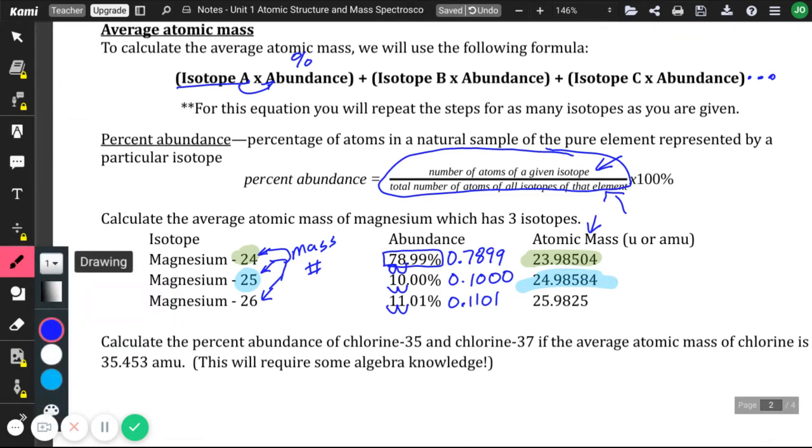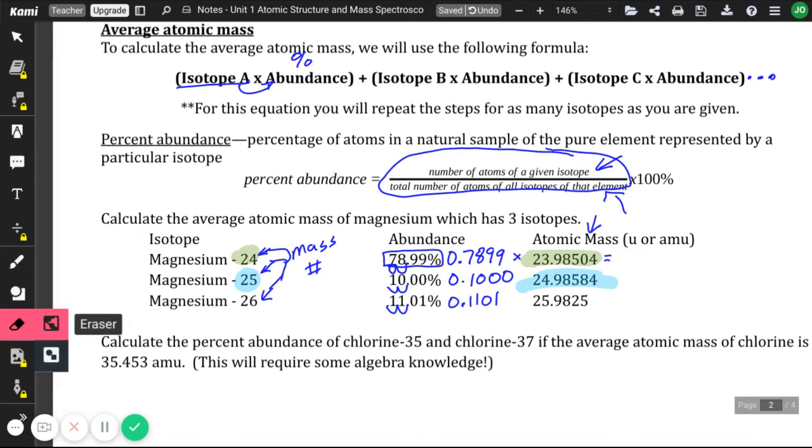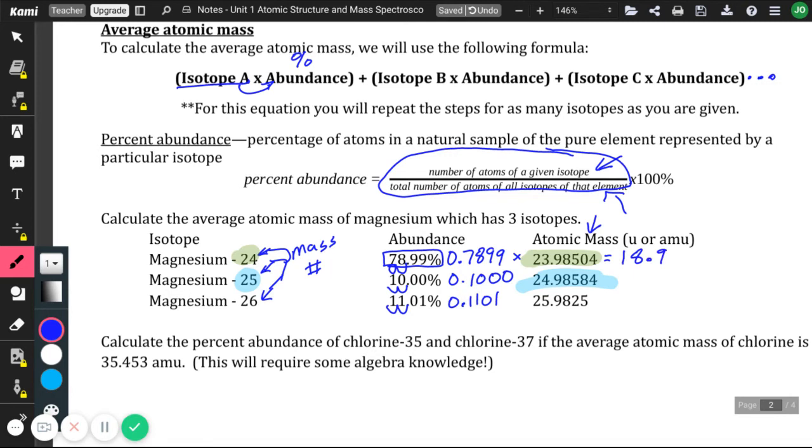Okay, so I take my abundance and I multiply it by the mass. So 0.7899 times 23.98504, and that's going to give me 18.95. We're going to do that same thing with all three of these. So 0.1000 times 24.98584, which will give me 2.499. And lastly, 0.1101 times 25.9825. That gives us 2.861. So that's multiplying, but now we need to go back and add all of those together.